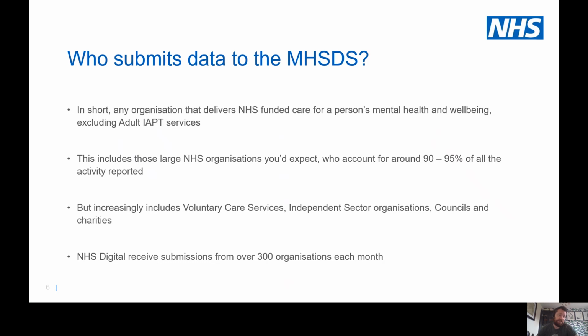So, in short, any organisation that delivers NHS-funded care for a person's mental health or wellbeing, excluding adult IAPT services, is in scope of the MHSDS. So it's those large organisations you'd expect, so NHS trusts, and they account for around 95% of all the activity reported. But what we're seeing increasingly is that there are a number of voluntary care services, independent sector organisations, councils and charities submitting data to the MHSDS because they receive NHS money. And NHS Digital receives submissions from over 300 organisations each month, typically.